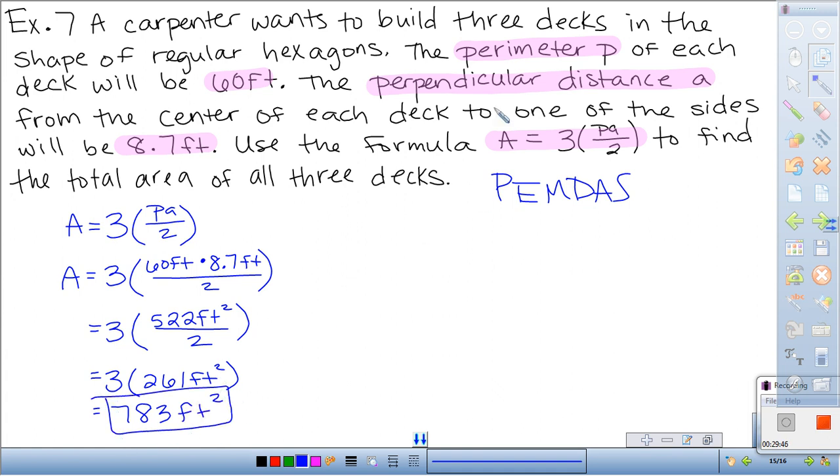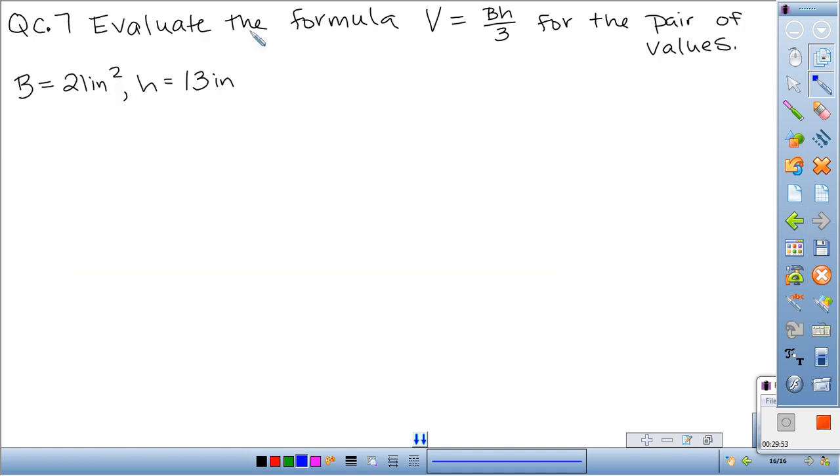So all we did was take the information from the word problem, substitute it in for the letters, and then solve. Let's look at one more. This is like the problems from your homework. Volume equals the area of the base times the height divided by 3. So we're going to take this formula, substitute our numbers, and solve.